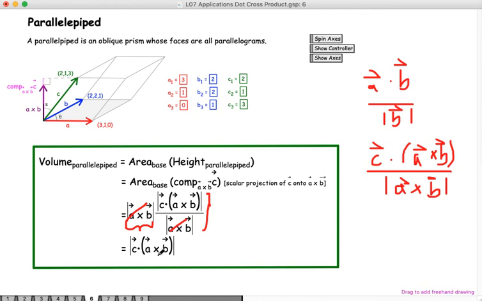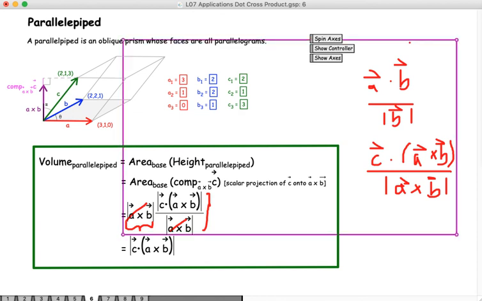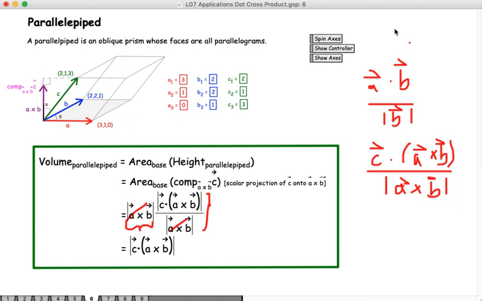We just take the cross product of any two vectors that represent the sides, and then we dot that with the third vector and take the absolute value of that. That's going to be the volume. And again, it bears repeating, so I'm just going to go through this one more time.